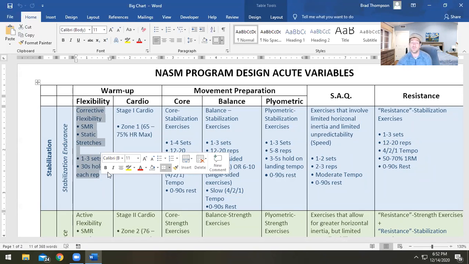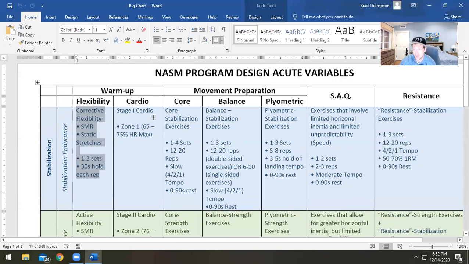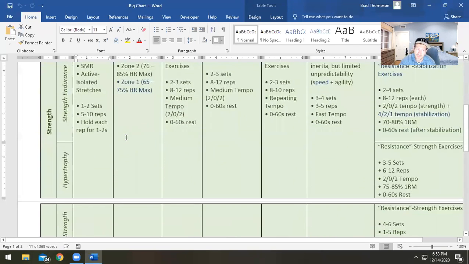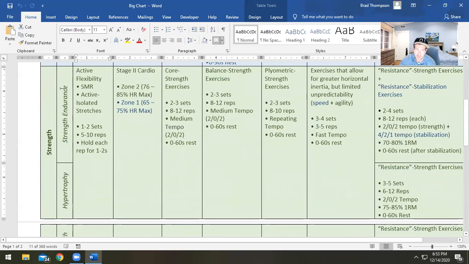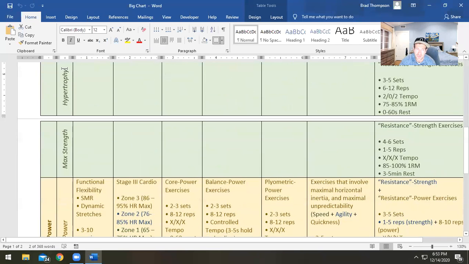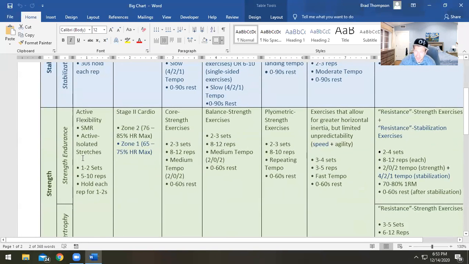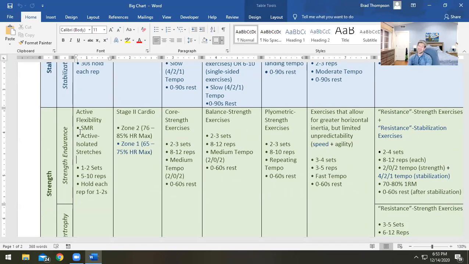Now you'll notice if we move to the strength level, it's the strength level, by the way, not strength phase. If we move to the strength level, you'll notice this is broken down into the strength endurance phase, the hypertrophy phase, and the max strength phase. There is no such thing as strength endurance stretching. There's no such thing as hypertrophy stretching, and there's no such thing as max strength stretching. There is just strength.